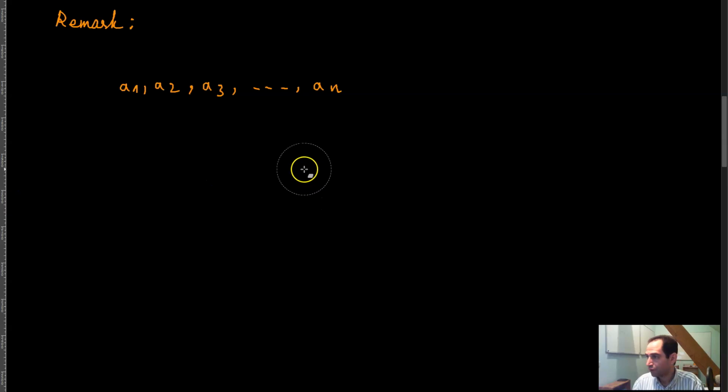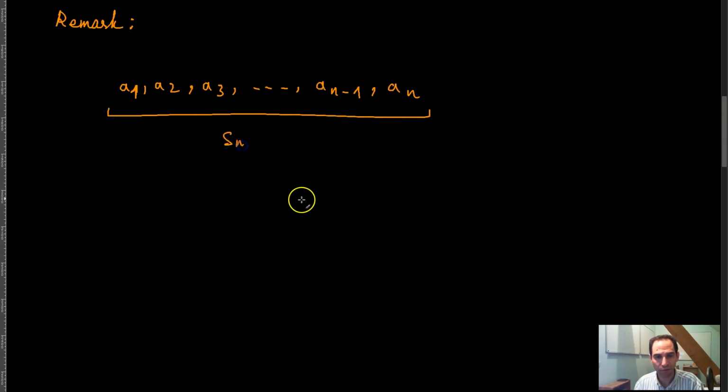And suppose that you have A of n-1 here, and you have A of n here, right? Now let's say that S of n denotes the sum of all of these terms. Let's say that, for example, S of n-1 denotes the sum of all of these terms, right? That would be S of n-1.